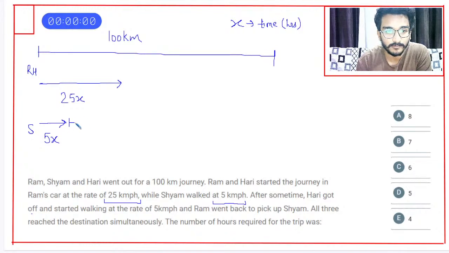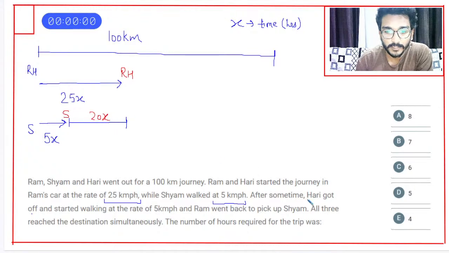Now we can say we have this much distance, this much gap between these two. So Ram and Hari are here right now and Shyam is here. Let me write it on the right. So Ram and Hari are here, Shyam is here. Okay, there is a gap of 20x between them.